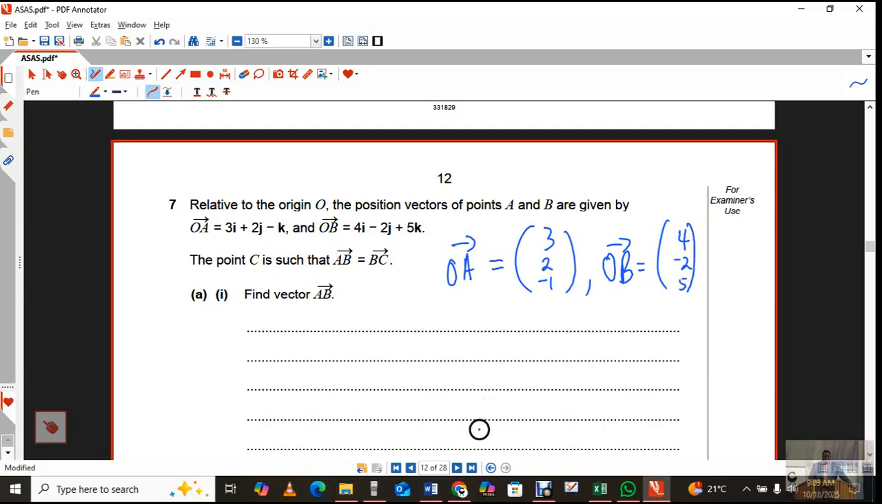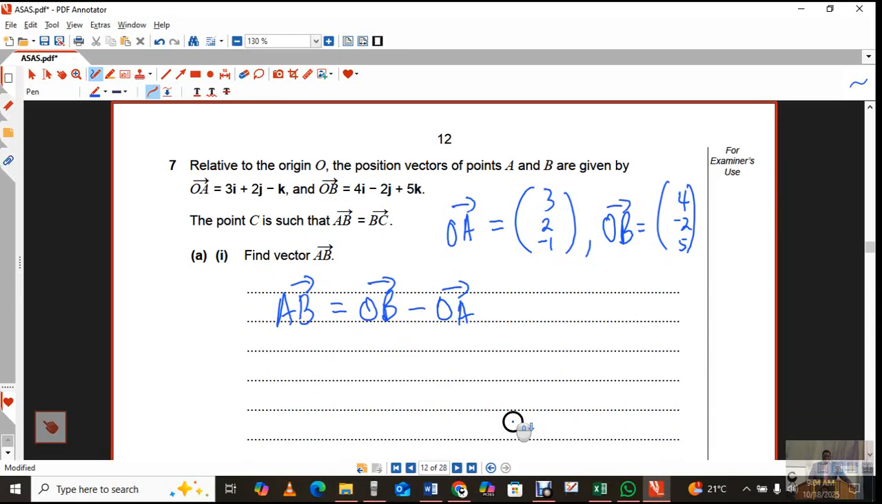They say find vector AB. All right, first we're going to find vector AB. From position vectors, you should know that vector AB is equal to vector OB, that's the position point of the second, minus the position point of the first. That's what you definitely have to know, okay?